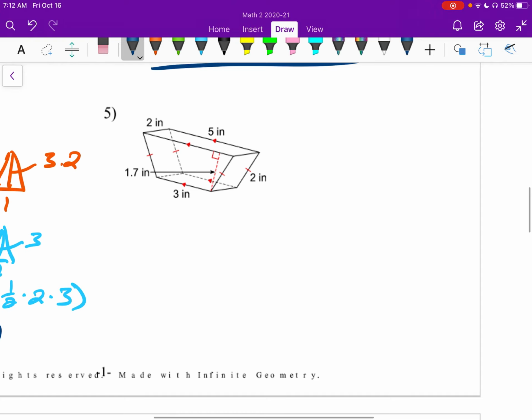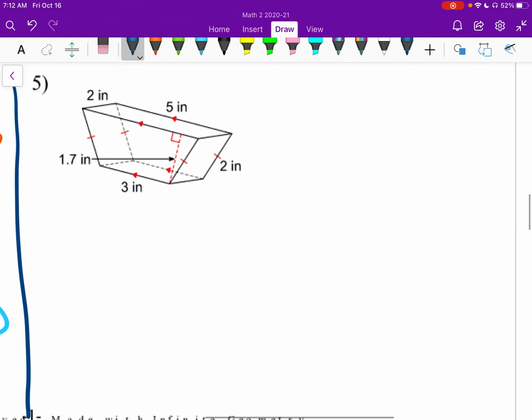Next up, number 5. These are normally the problems that people have trouble with. The trapezoidal prisms, right? It's a prism because we could think about if we sliced it there, or I guess it would be more like along it, like that. If you slice that, you get a trapezoid, and every time you slice it, you get a trapezoid.